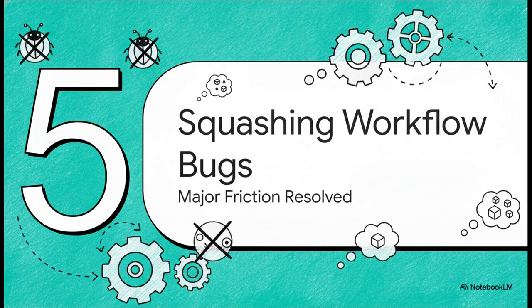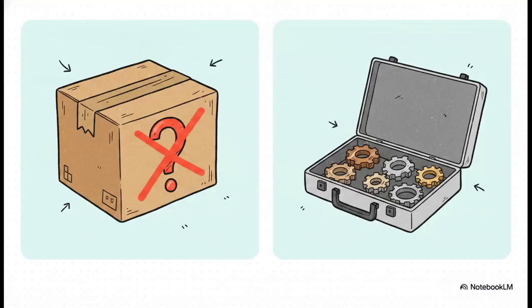Which brings us to Section 5, Squashing Workflow Bugs. Major friction resolved. So the absolutely crucial point here is transparency. Previously, that /model picker had a default option that was essentially a mystery box. It hid which model it was actually resolving to, which, let's be honest, is pretty dangerous when different models have vastly different costs and capabilities. But now, the picker is completely explicit.